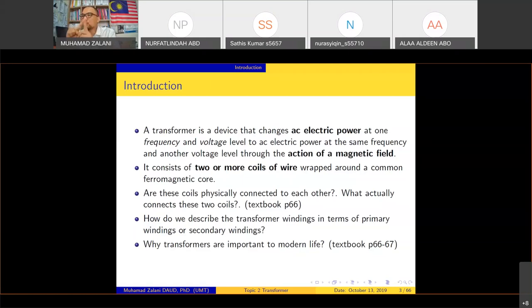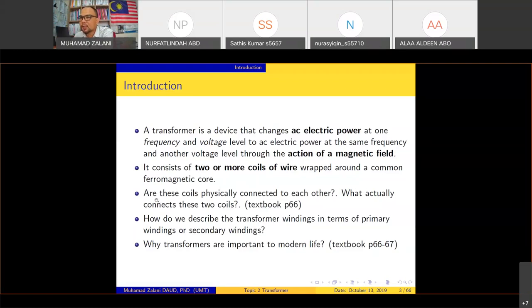So at least two or more coils. A majority of transformers have two coils, which is the single phase transformer. In a three phase transformer, we have more than two, up to six coils, including the primary and secondary sides. On the primary side we have three sets of coils, and on the secondary side we have another three sets of coils for the three phase transformer. So two coils is single phase, and up to six coils is the three phase transformer.